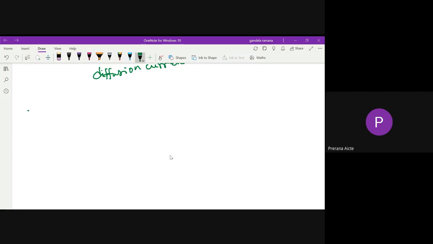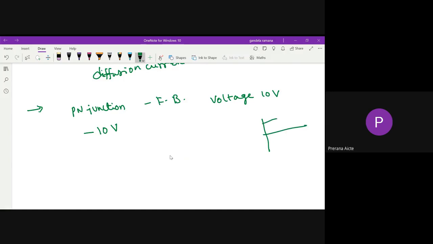So here, suppose in a PN junction diode a problem is given. The diode is forward biased, the voltage is 10 volts. Then we reverse the voltage to minus 10 volts. At that time the diode current is 5 milliamperes. How is it 5 milliamperes?